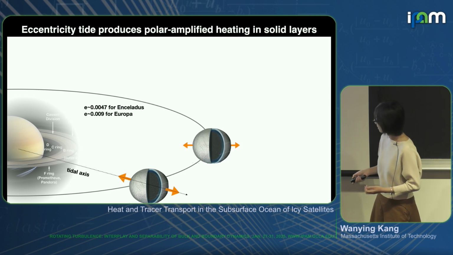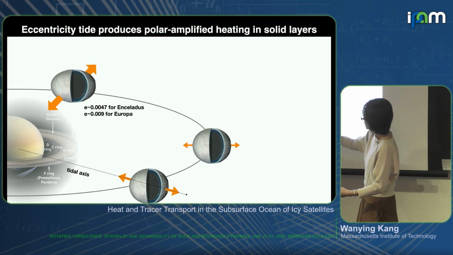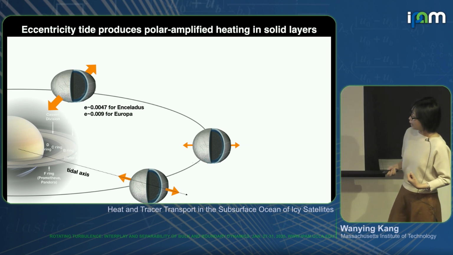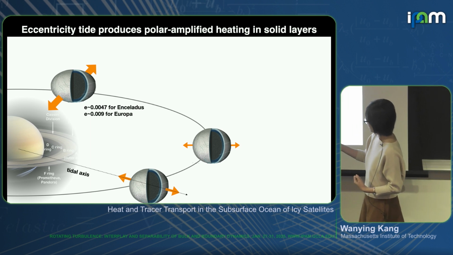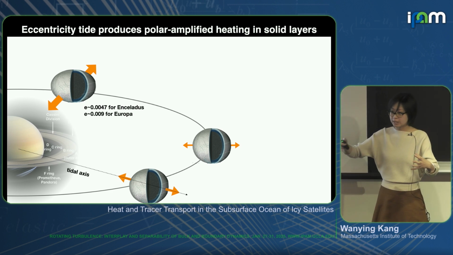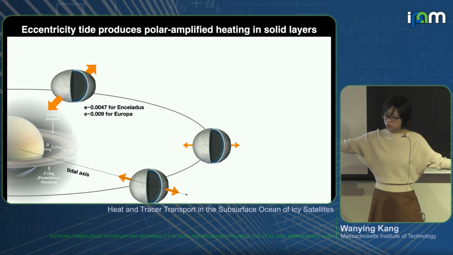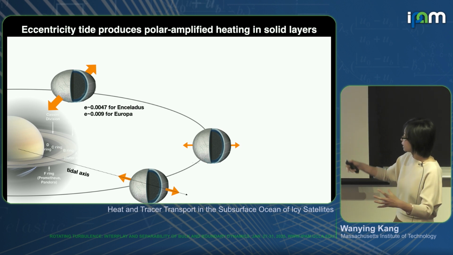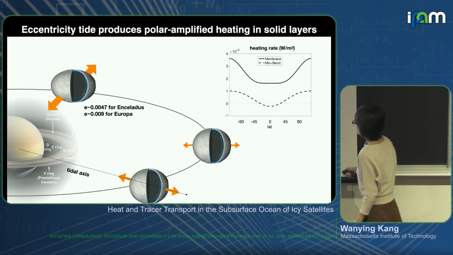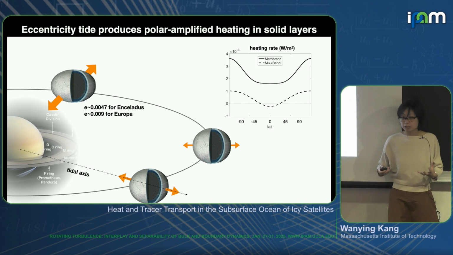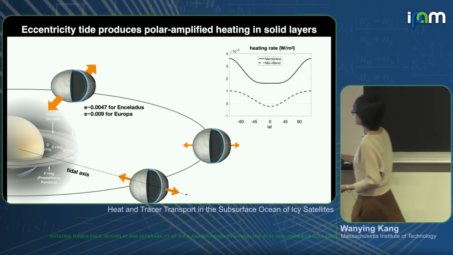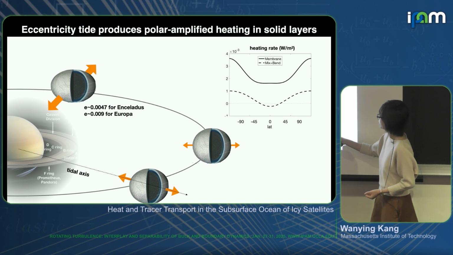Okay, so what happens is that because the orbit is eccentric, sometimes it's closer to the host planet, sometimes farther away. That means the tidal force exerted on this body is time varying. So the ice shell, the ocean and the silicate core, all three layers together, get stretched and compressed from time to time. Of course, dissipation can potentially happen in all three layers. We don't know where the energy dissipation exactly happens, and that's probably the largest uncertainty in the system.